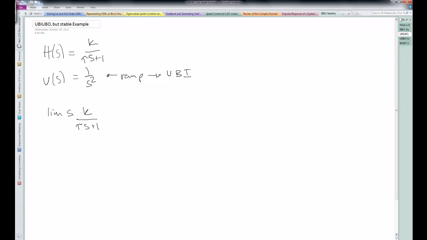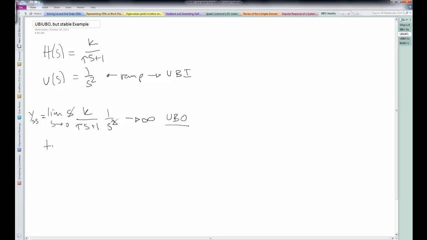So I'm looking at Y(s) in steady state, which is the limit of s times K over tau s plus 1 times 1 over s squared as s goes to 0. One of those s's cancels out, and notice as I let s go to 0, I end up with K over 0, and that goes off to infinity. Again, this would suggest unbounded output, but not quite the right application of the final value theorem.